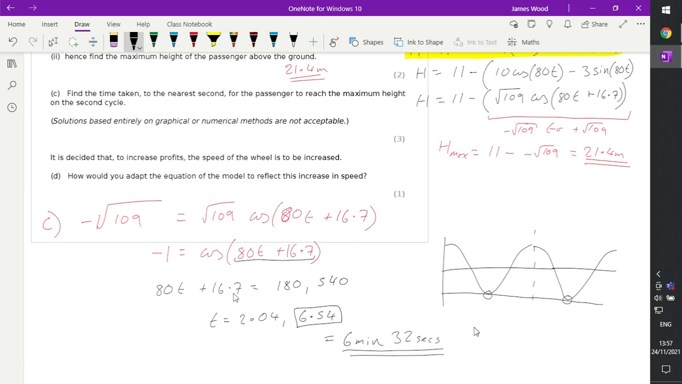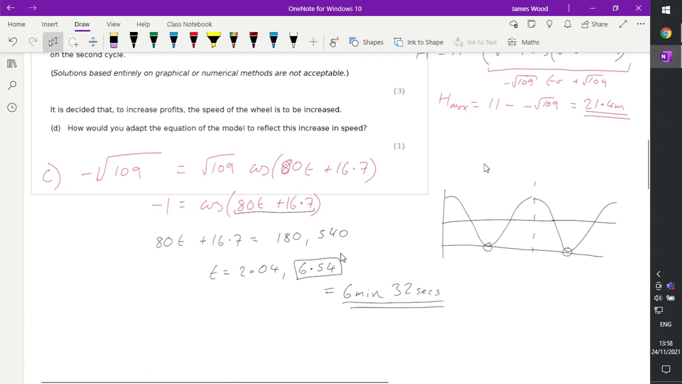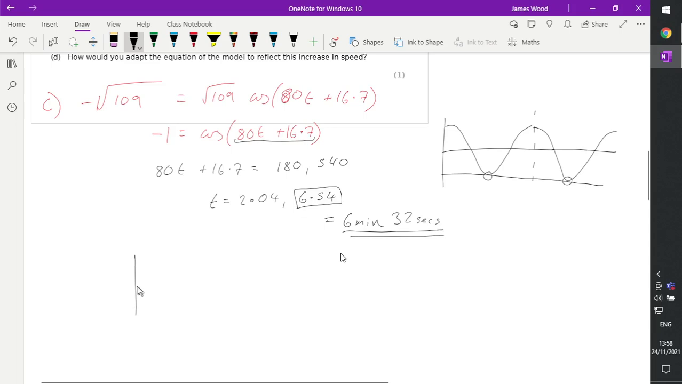Right, the last part then. It is decided to increase the profits, the speed of the wheel is going to be increased. How would you adapt the equation to model this increase in speed? Well, all we're going to do for this, if our model currently looks like maybe this equation here in yellow, or the one underneath it here is fine too, the thing that would make it cycle around quicker is basically we're squashing the graph by more. So instead of a graph that looks like this, we want it to look like that maybe. That would be twice the speed.